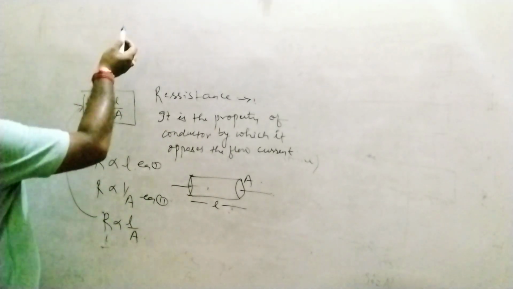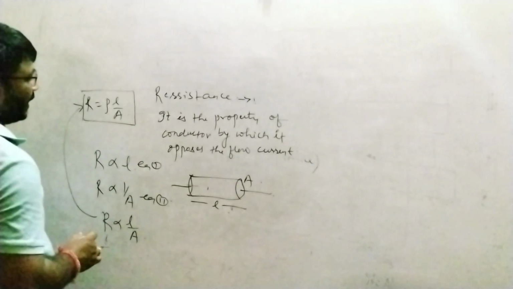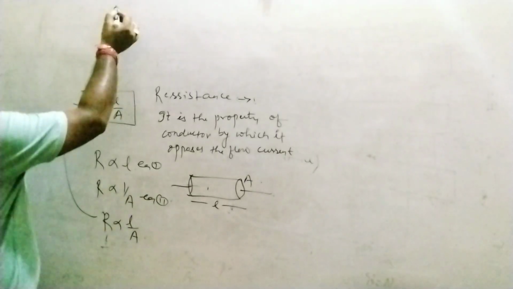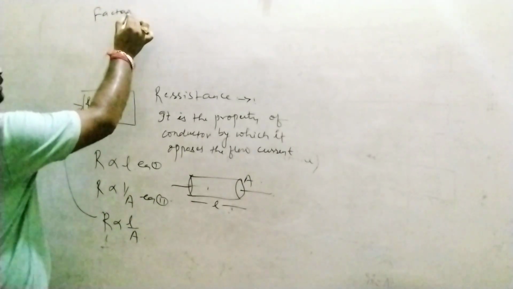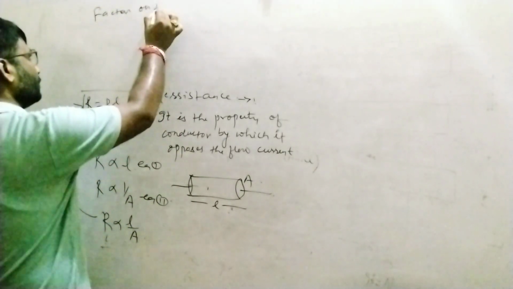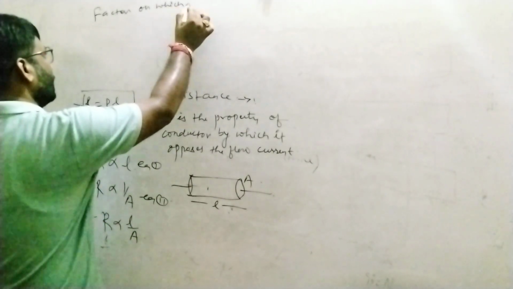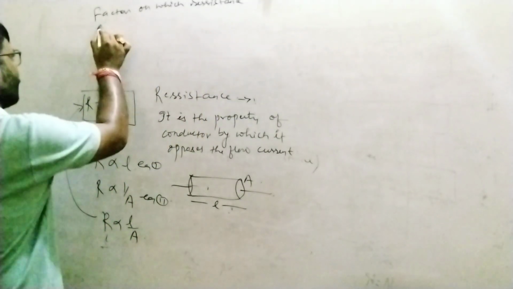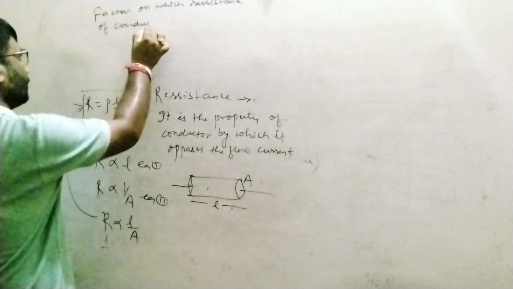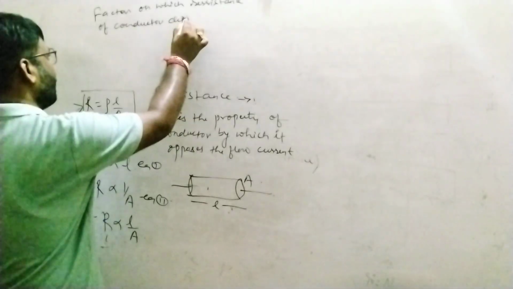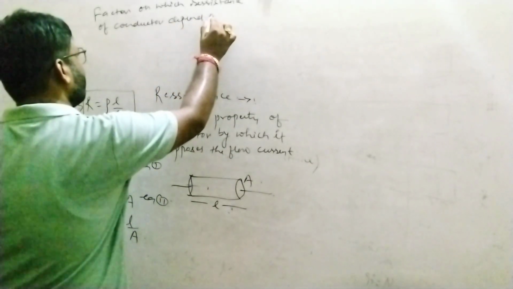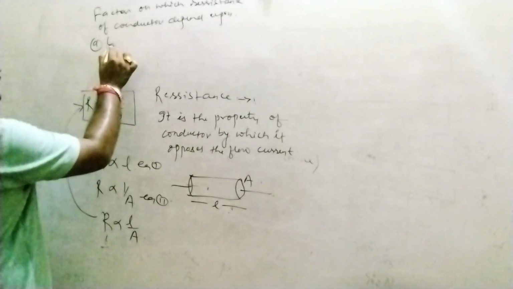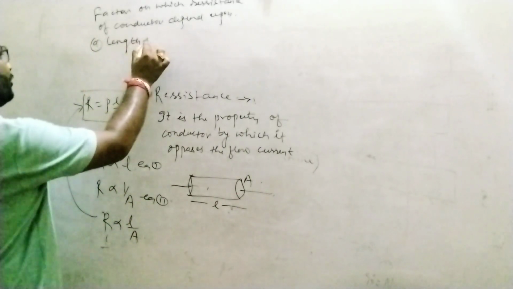So there are three factors on which the resistance of the conductor depends. What is the first factor? The first one is that it is influenced by the length of the conductor.